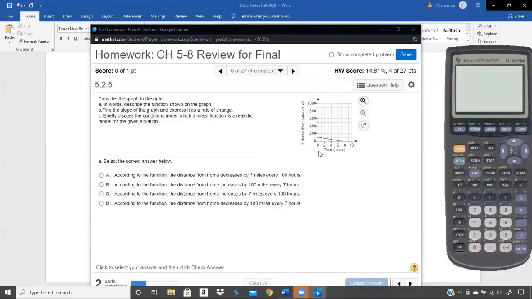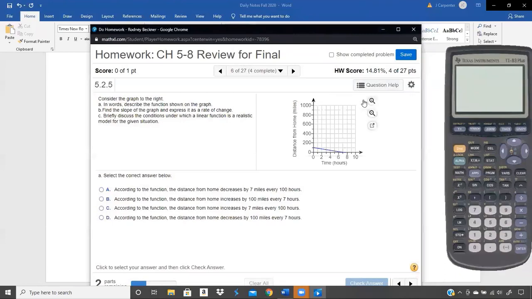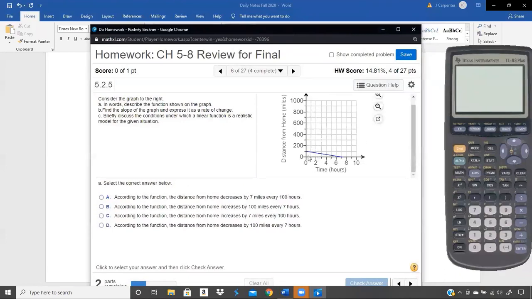situation. So what we have is, we're looking at time versus distance from home. And this is going down. So if 0 hours have gone by, it looks like 100 miles from home, and some of the points in the middle are kind of hard to see, and I could zoom in if I wanted to. And we can see that 7 hours in, we're 0 miles from home. So 0 hours in, we're 100 miles from home, and then 7 hours in, we're 0 miles from home. That's what this graph is telling us.